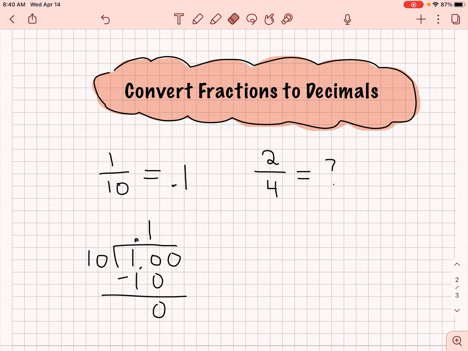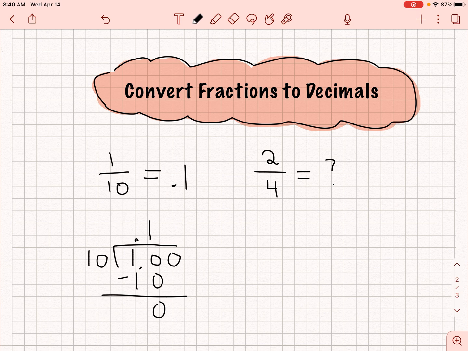This 0 here is optional. I can either have it there or not. But you'll notice that the answer I got was the same as the answer I had up here. Let's try it with this other example, though, 2/4. What decimal is 2/4 equivalent to? Let's give that a try.